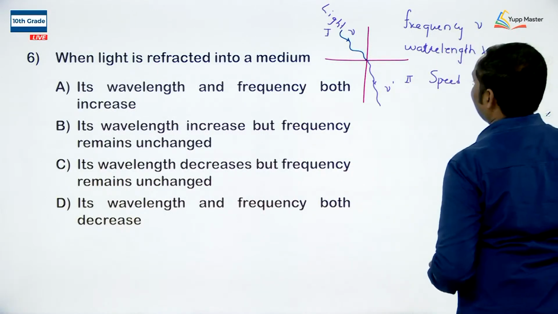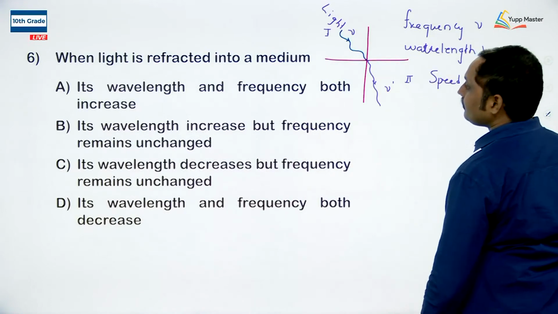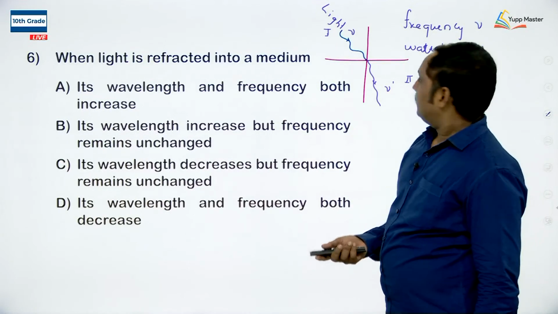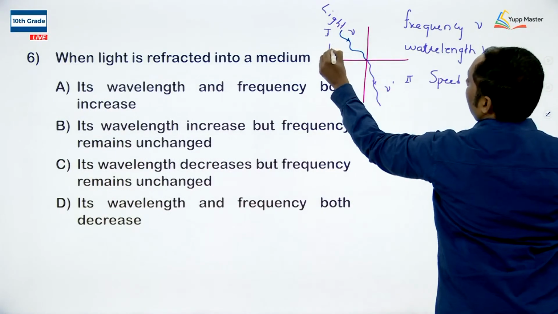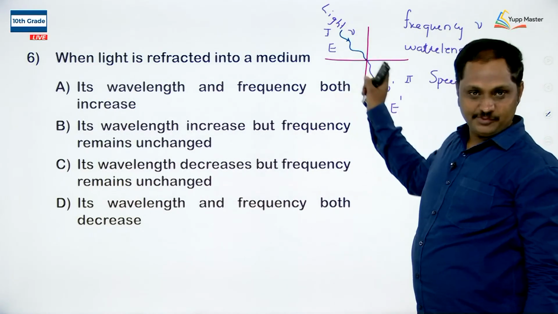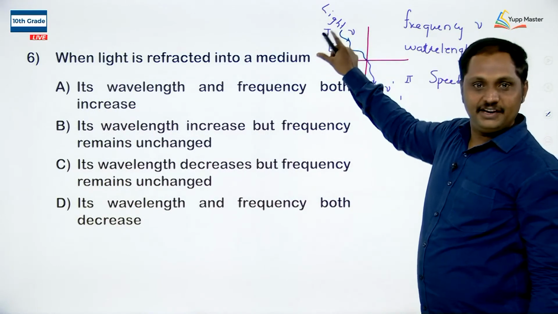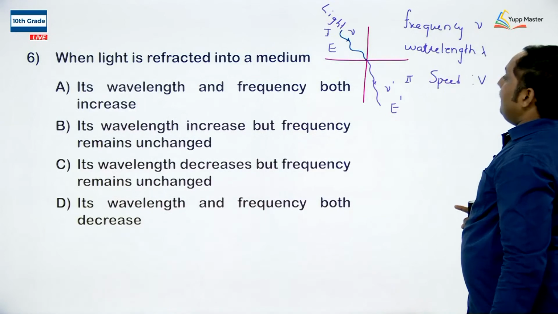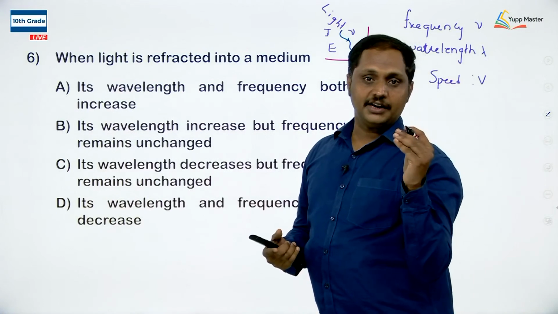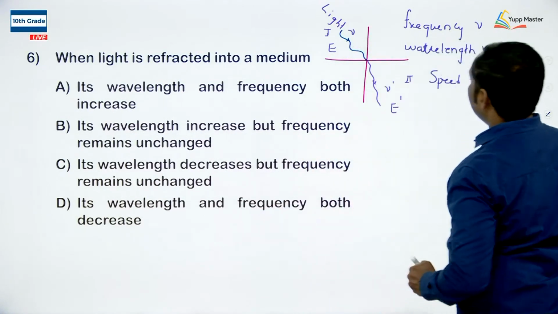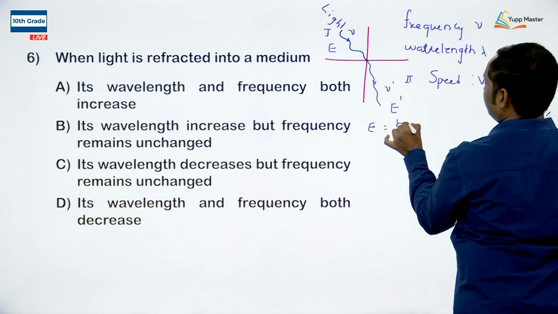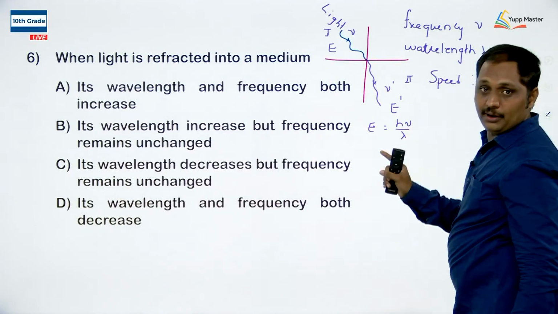You know very well about the basic formulas that you have to consider. Let E be the energy and E dash be the energy of the incident and refracted light ray. While we talk about incident light and refracted light, its energy is going to be taken as E is equal to h nu by lambda. This is one formula you have to take.